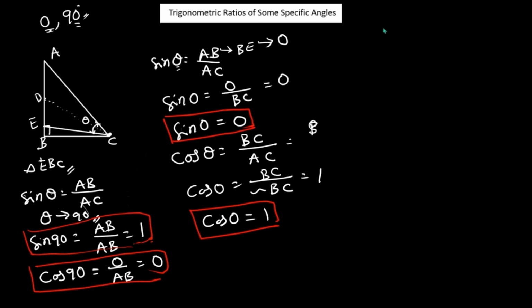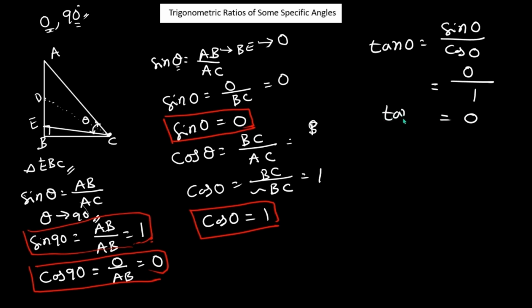Let's take tan 0. What is tan 0? You know, right? Sin by cos is tan, right? Sin 0 by cos 0. What is sin 0? Sin 0 is 0, by, what is cos 0? 1. You know that 0 by anything is 0, right? So tan 0 is also 0.